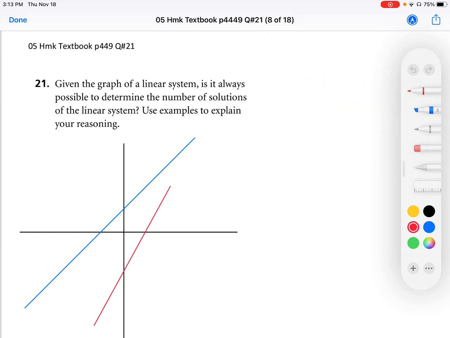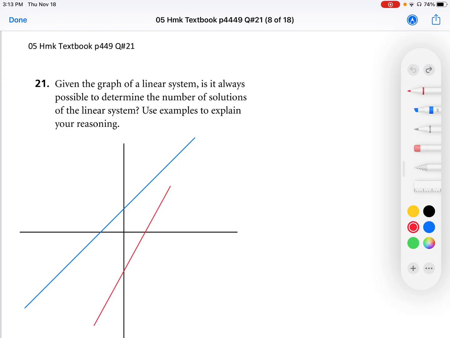So if we take a look at this red line here, as long as I continue going, that red line is going to cross the blue line. And that means we're going to have a solution. So I'm just going to draw that a little bit better. Okay, and we'll have a solution there.